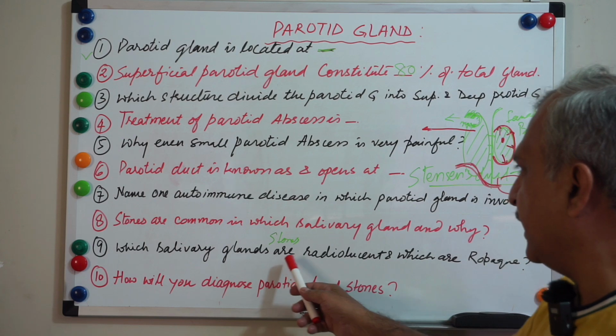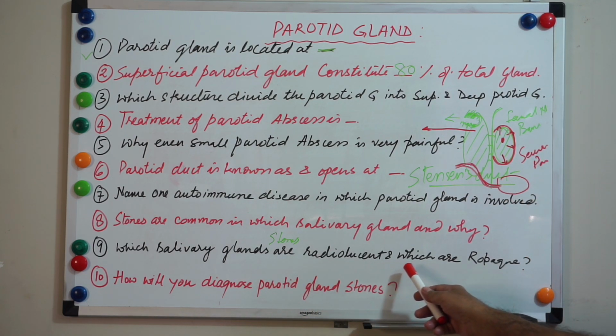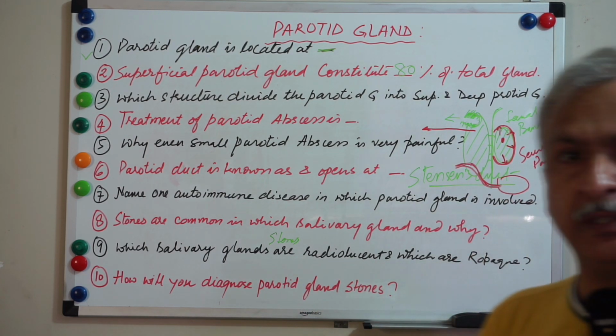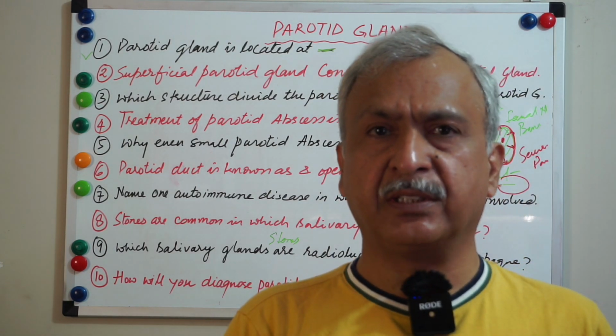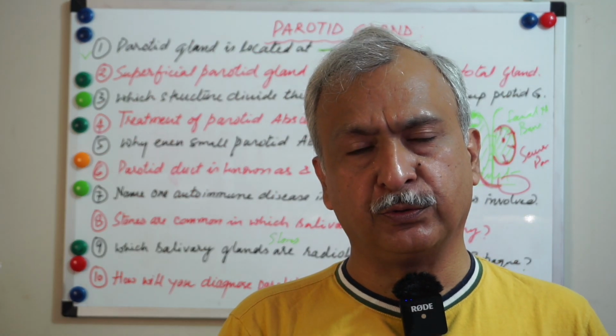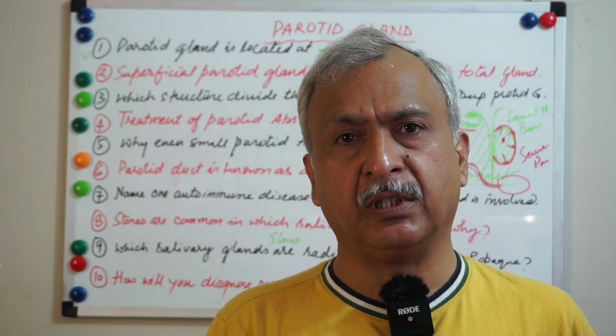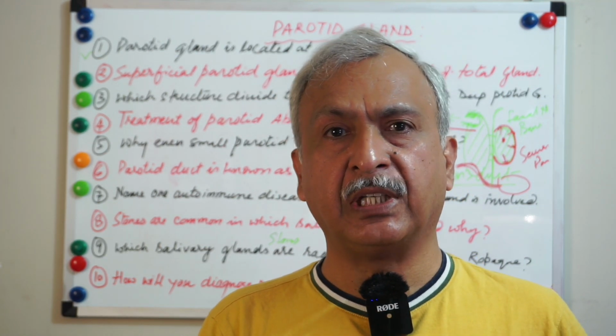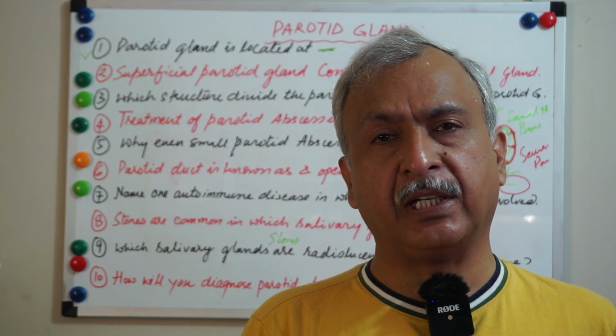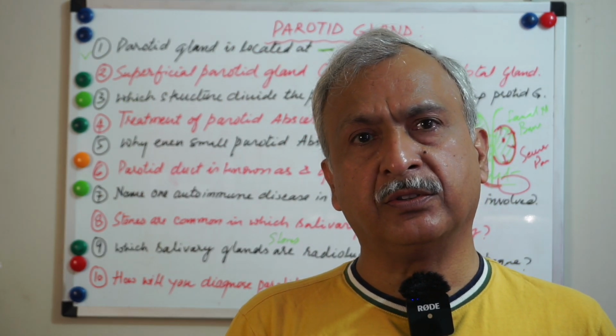Which salivary gland stones are radiolucent and which are radioopaque? Most of the time it has been observed that the stones which are present in the parotid gland are radiolucent, and these are not visible on the X-rays. And even CT scan uses the X-rays, and you cannot visualize these stones on CT scan.